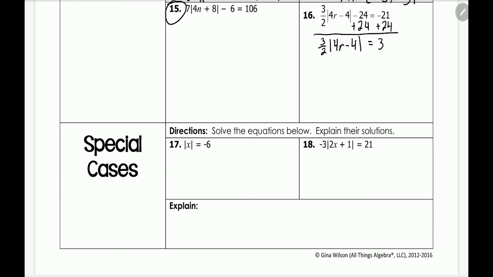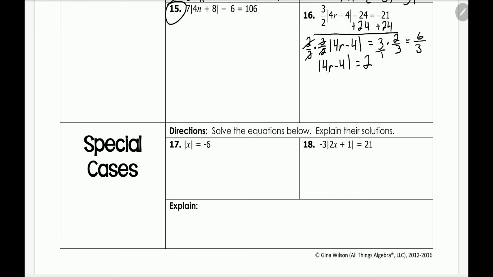Then we have to get rid of this fraction out here. And if you remember, the way that we get rid of a fraction is to multiply by the reciprocal. And the reciprocal, you just flip it. So we have 2 over 3. We're going to multiply that. Okay, 2's cancel, 3's cancel. We're left with the absolute value of 4r minus 4 is equal to 3 times 2, or let's change the 3 into a fraction. So we have 3 times 2 is 6 over 1 times 3 is 3, and 6 over 3 is 2.